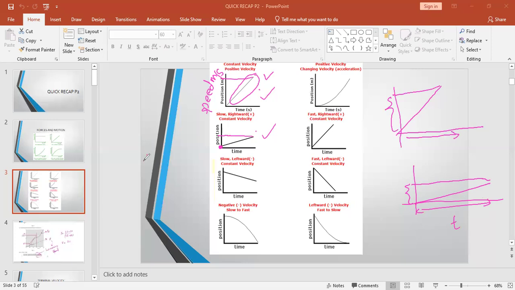The steeper the graph is, the greater will be the change in the speed. Why are they saying leftward and rightward? Do not concentrate on this. Just ignore this. Okay? Just ignore these words. Just remember the shape of the curve.